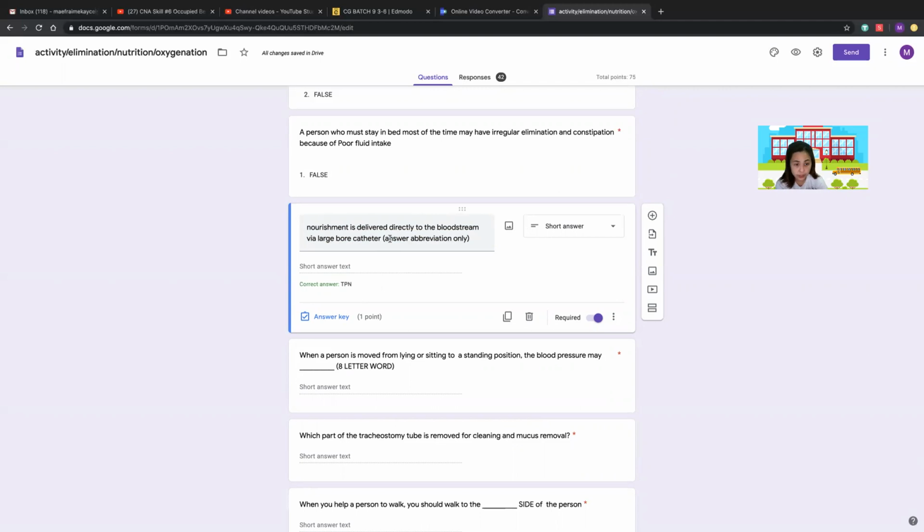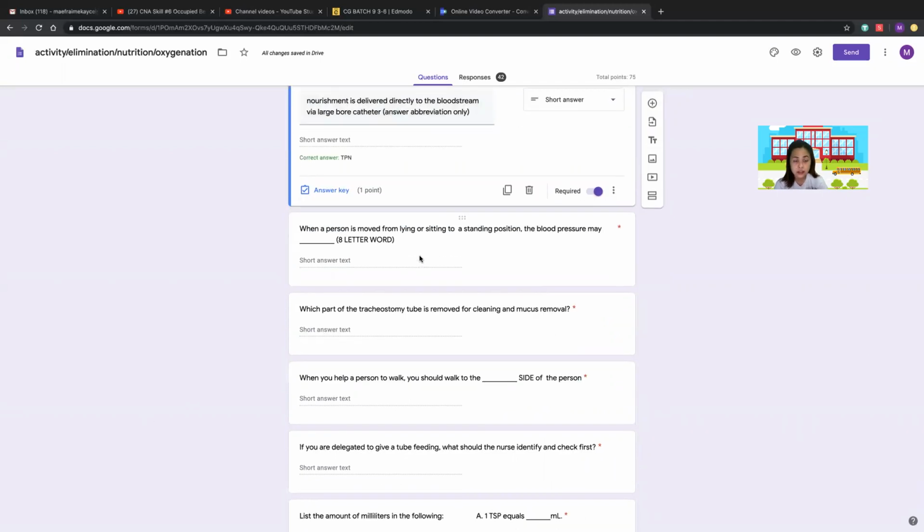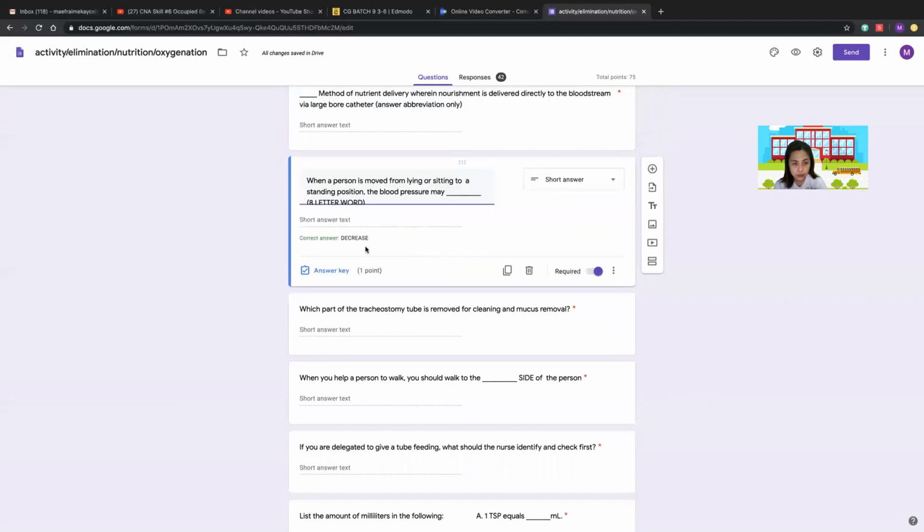When a person is moving from lying or sitting to a standing position, the blood pressure may decrease. So you have a hint here. It is an 8-letter word. So it will be decrease.